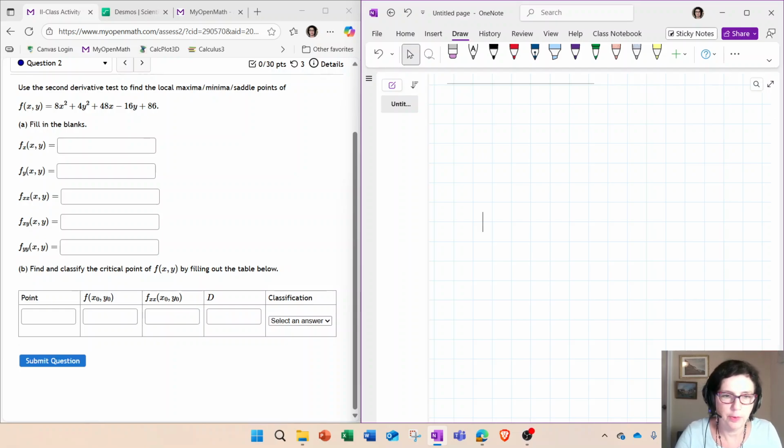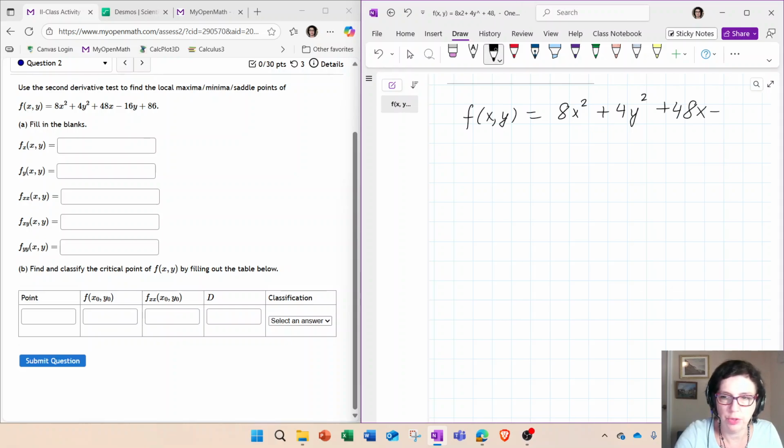Okay, guys, in this question, we are going to take a look at the problem of using the second derivative test to find the maximum, minimum, or saddle points of a given function. All right, so what do we do first? So first, let me copy down the function formula. It's going to be a pretty simple example because it looks like there's only one critical point here, which is going to simplify things.